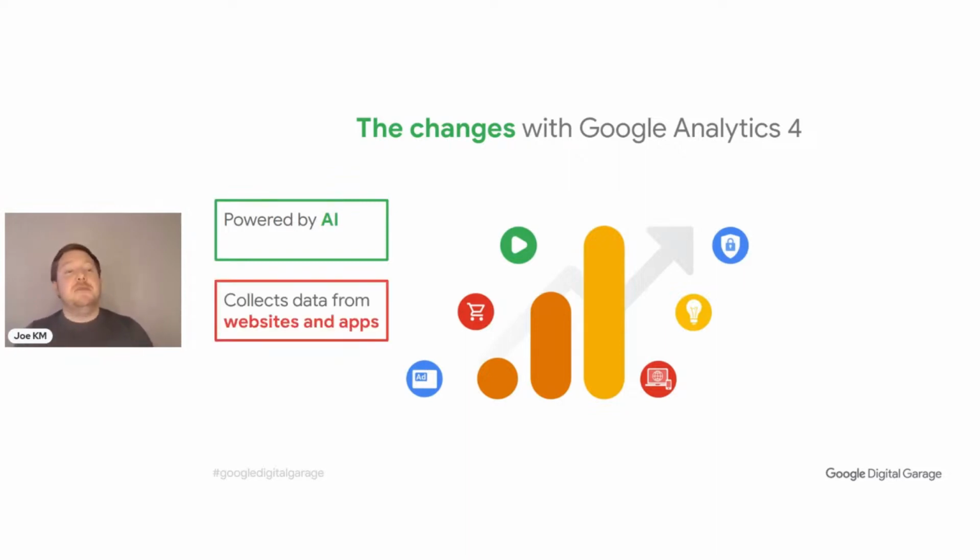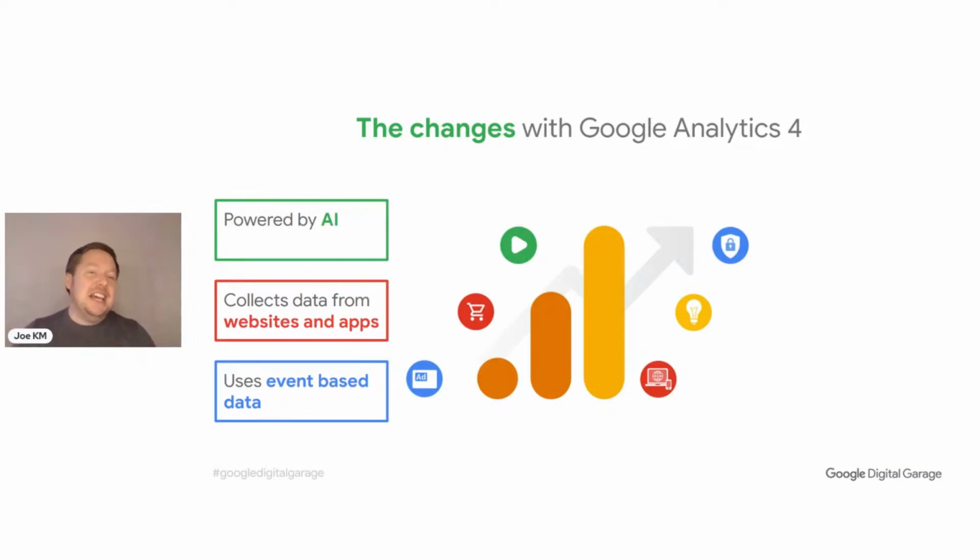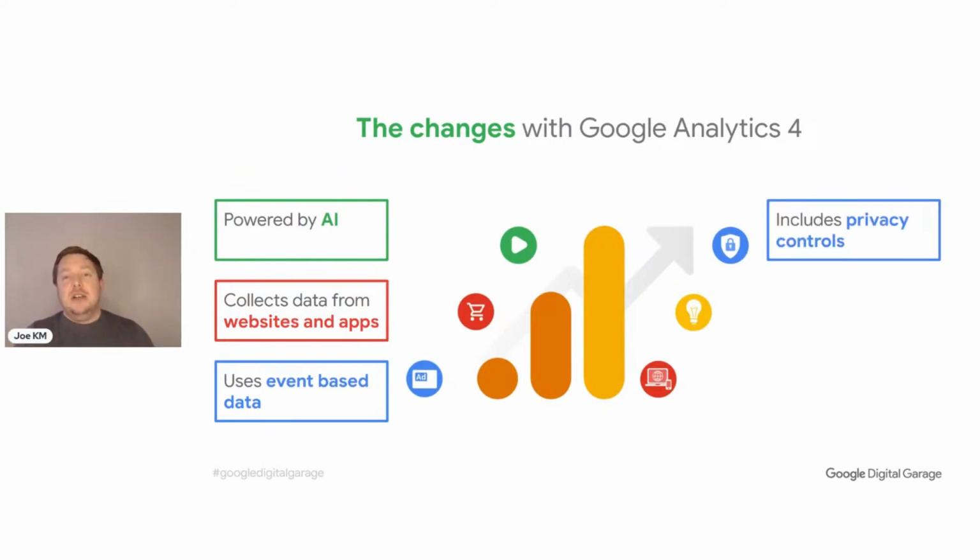It collects data from your websites and apps. The old version did do this. But what's interesting about this is event-based data, as opposed to just using every single click and every single engagement. It's trying to give you more accurate data. It has better privacy controls.